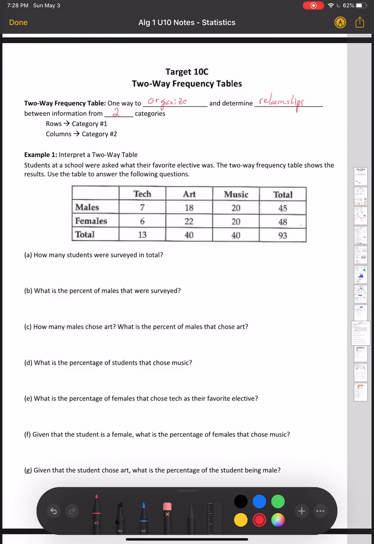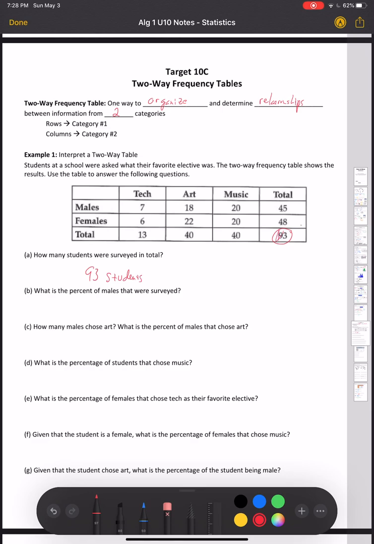So in this first example, we have a two-way table that's already filled out for us. Students at a school were asked what their favorite elective was. This table shows the results. So let's answer these questions and interpret what's going on in here. How many students were surveyed in total? Well, there we're going to look for our total, 93 students.